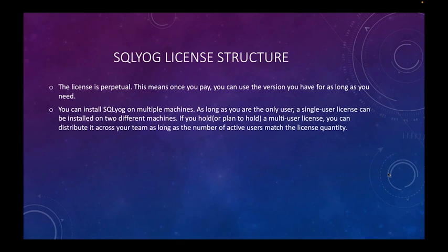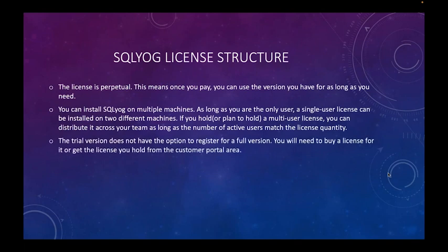You can pay once and use it for as long as you need. You can install it on multiple machines, on a home PC and a work PC. If you use a multi-user license, you can distribute it across your teams. Now, the trial version does not have an option to register to a full version. You will need to buy a license for it.